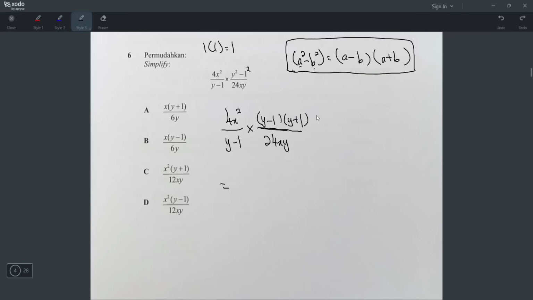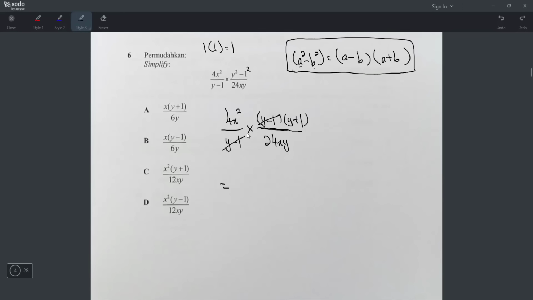So the atas will stay atas, the bawah will stay bawah. And also kalau atas bawah boleh sama, boleh potong. Okay, yeah, because everything now is times, right? So it's like 4x squared times y minus 1 times y plus 1 over y minus 1 over 24xy. So it's like something times something times something over something. So can cut. Yeah, when everything is times, can cut.